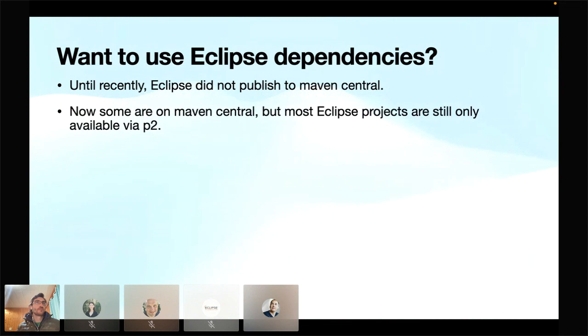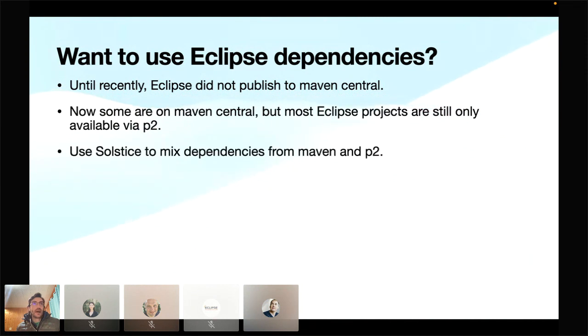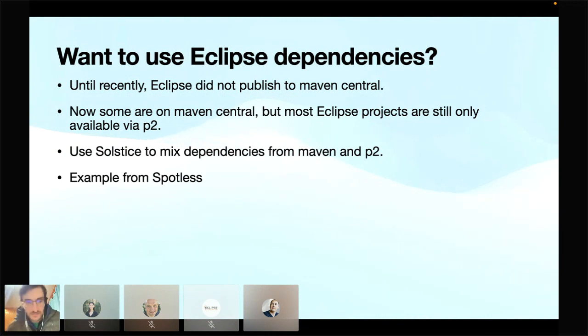So some are available, but most are still only on P2, and that's I think a problem. But in the meantime, Solstice mixes these very easily. So when a dependency has optional Maven metadata in the P2 stuff, it shows it to you and gets it from there. An example use case here is this code formatter called Spotless.